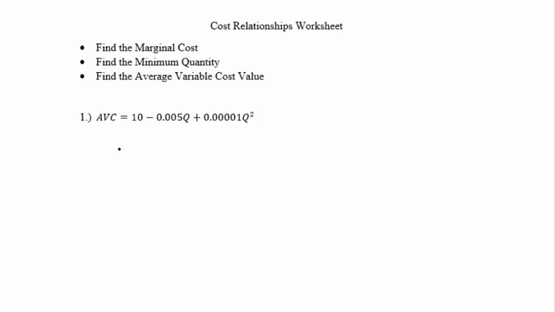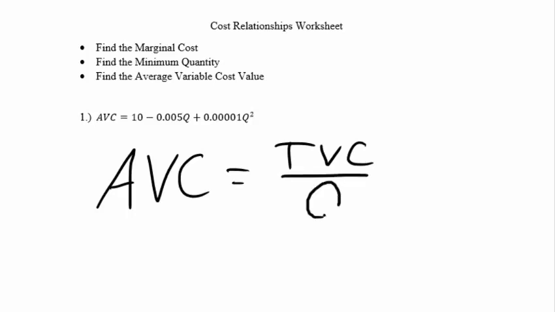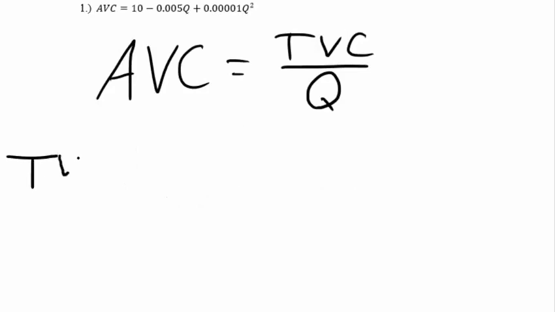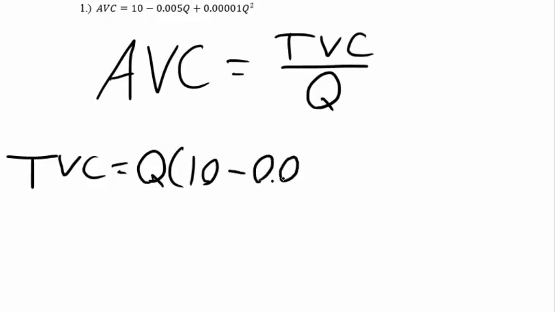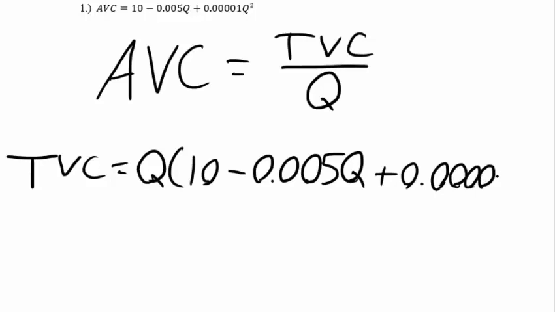So in order to find our marginal cost, we would have to take the derivative of the total cost function, or the total variable cost function. But they give us average variable cost. And the relationship between average and total cost is the average variable cost equals total variable cost divided by Q. So if we want to find total variable cost, we would multiply average variable cost by Q.